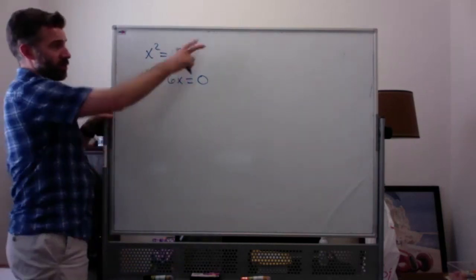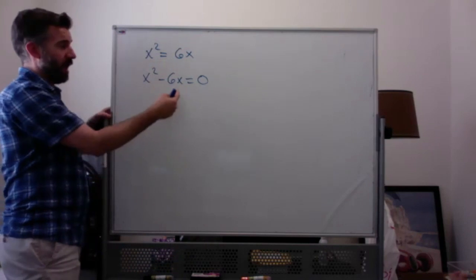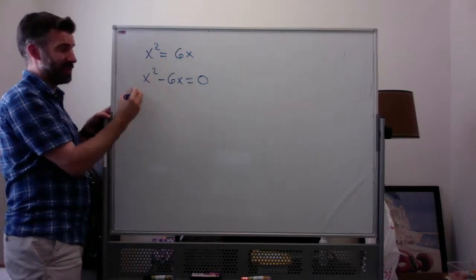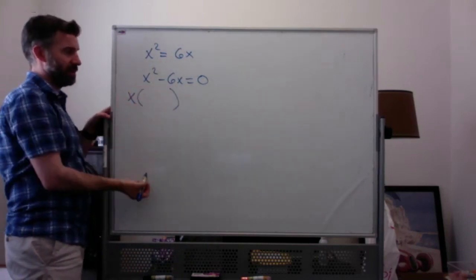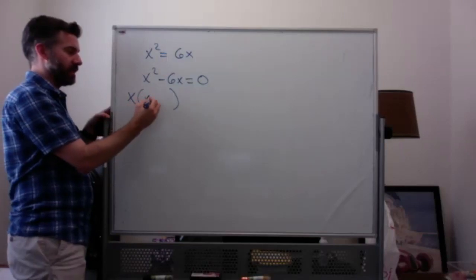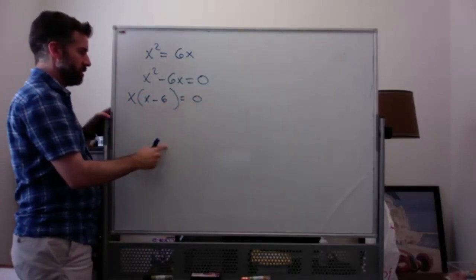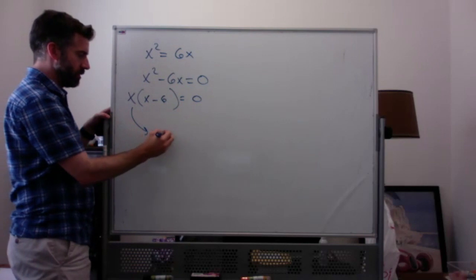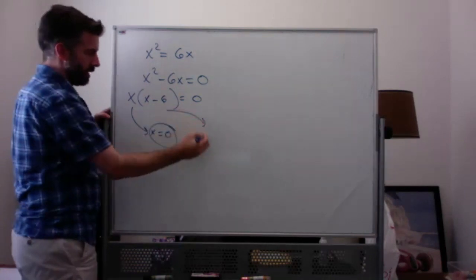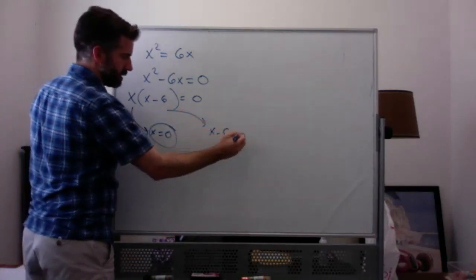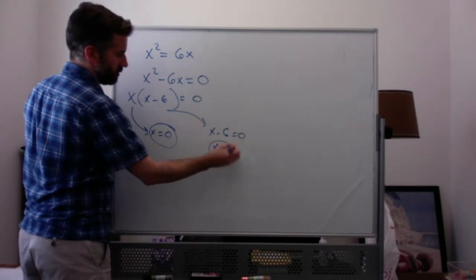Here, since we're missing the constant term, everything has an x and we can just factor out an x. And factoring out an x, I'm left with an x minus 6. So I get x equal to 0, and I get x minus 6 equal to 0, so x equal to 6.